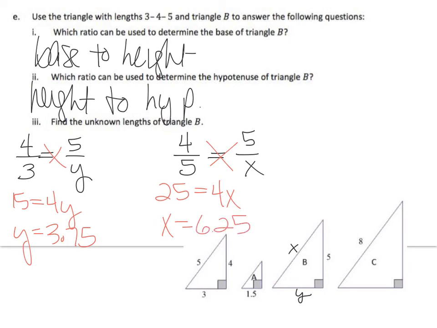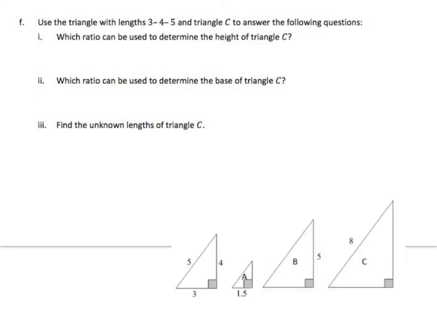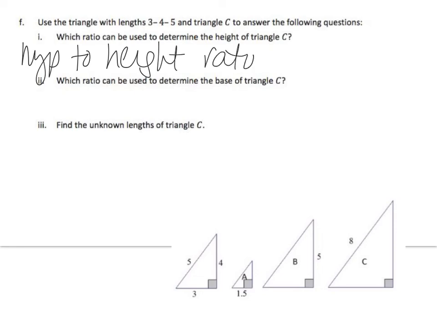That works. And then F, use the triangle with lengths 3, 4, 5 and triangle C to answer the following questions. Which ratio can be used to determine the height of triangle C? Well, I have the hypotenuse, so the hypotenuse to height ratio. Which ratio can be used to determine the base of triangle C? It'd be the base to hypotenuse ratio.